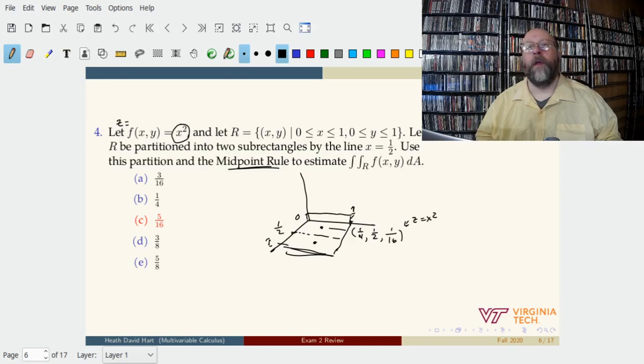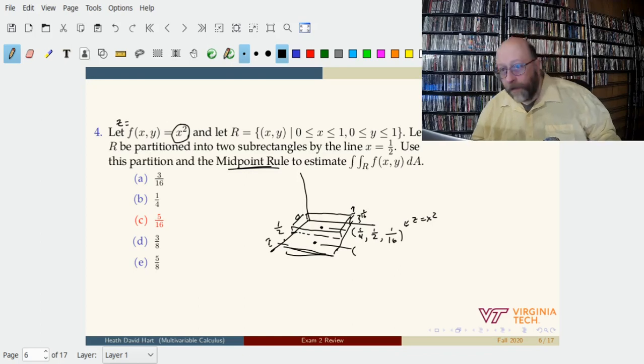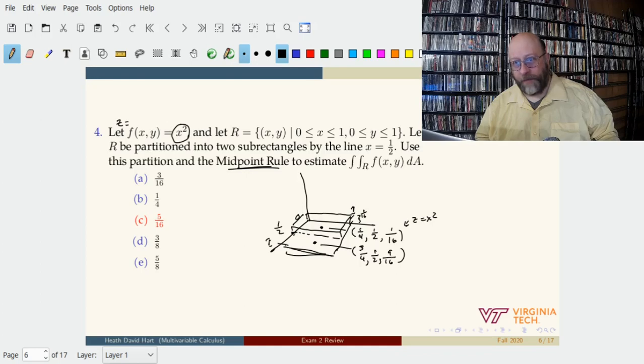And so we have this very short rectangular box that's only 1/16 of a unit tall. Okay? That's our first box. Then for our second box, the midpoint is between 1/2 and 1 on the x-axis, so that's 3/4. The y-coordinate is still the midpoint between 0 and 1, that's still 1/2. But now the z-coordinate is 3/4 squared, which is 9/16. So this box is much taller than the first box was.